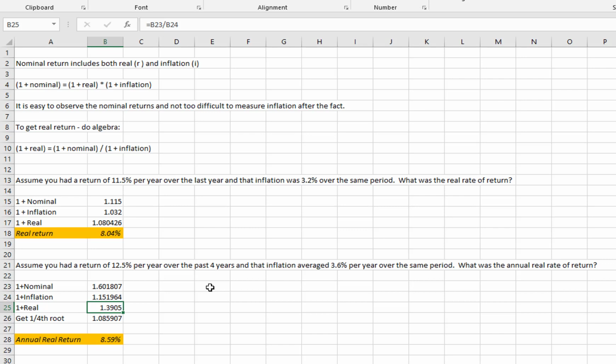Now to get the annual rate, I need to take the 1/4 root. Why the 1/4 root? Because this is a problem looking at 4 years of compounding. We're undoing the compounding over 4 years by taking the 1/4 root. And so we get 1 plus the average real return, which leaves us, once we subtract out the 1, with this 8.59%. That's what we earned on a real basis. That was our real increase in purchasing power per year over each of the 4 years.